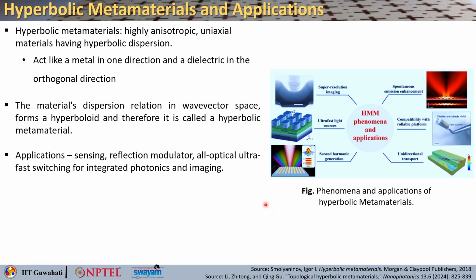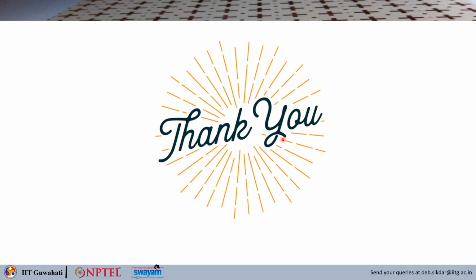We will take this up later on. I am just mentioning them here because in the context of anisotropic metamaterials, they are also a very promising candidate, because they have applications in sensing, reflection modulation, or all optical ultra fast switching. Okay, you can also use them for integrated photonics and imaging, right. So we will be discussing hyperbolic metamaterials in detail in this course later on. So for this lecture we will stop here, and we will continue our discussion with a magnetic metamaterial which is based on split ring resonator in the next lecture.